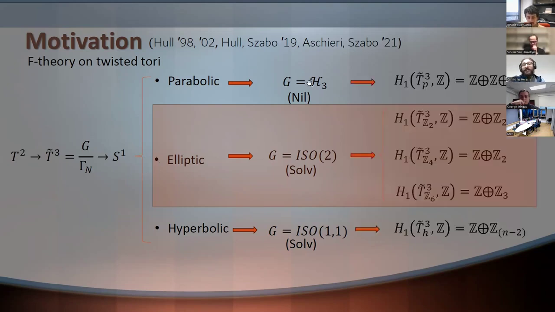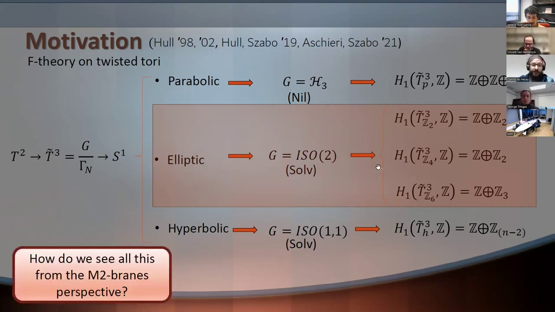So in each one of these cases, we know how to compute the first homology group, and we know that there is a non-trivial torsion contribution in the homology, which is directly related with the monodromy of the torus bundle over the circle. So once again, the question that we want to address is how can we see all this from the M2 brane perspective, okay? Is it possible to understand this from the M2 brane perspective?